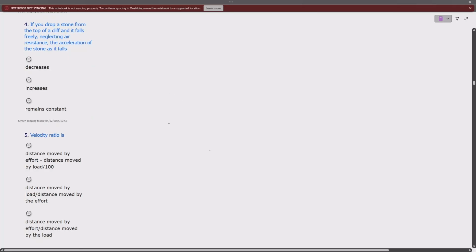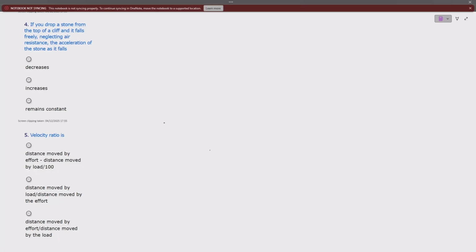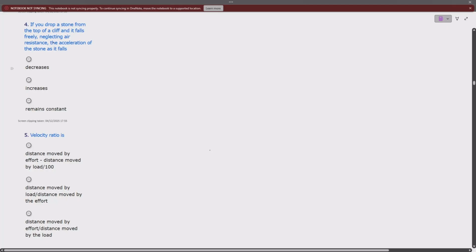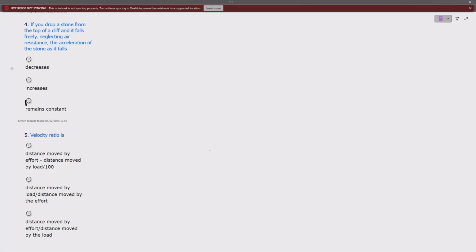Number 4. If you drop a stone from the top of a cliff and it falls freely, neglecting air resistance, the acceleration of the stone as it falls remains constant. Neglecting air resistance is imperative in this question.